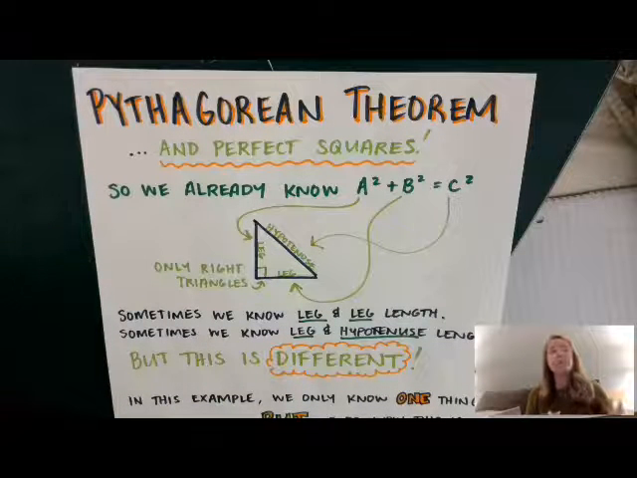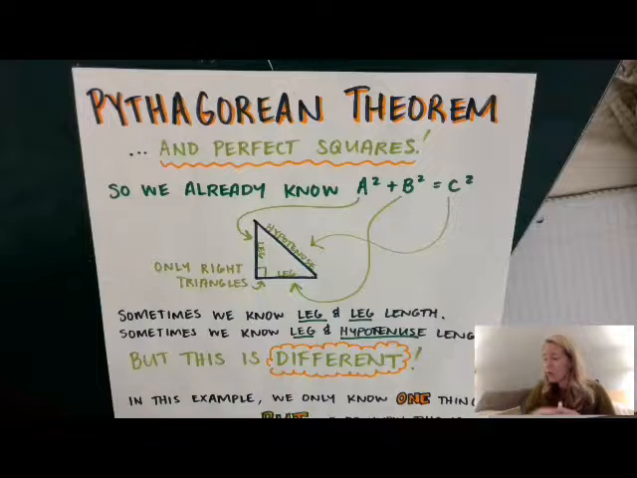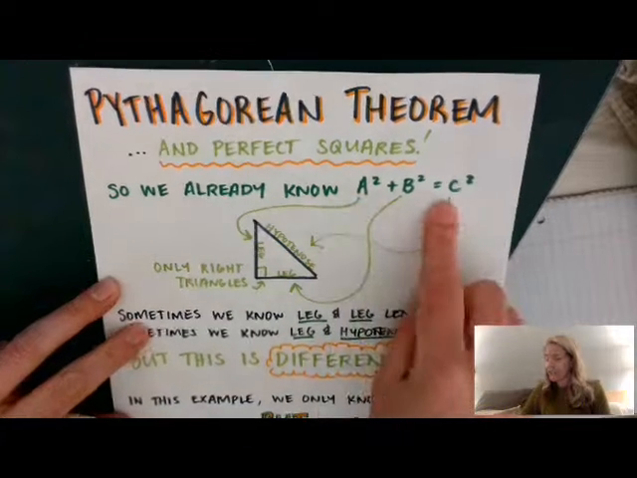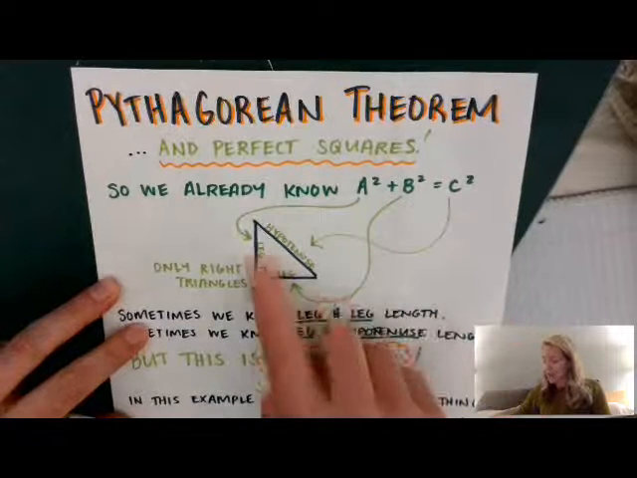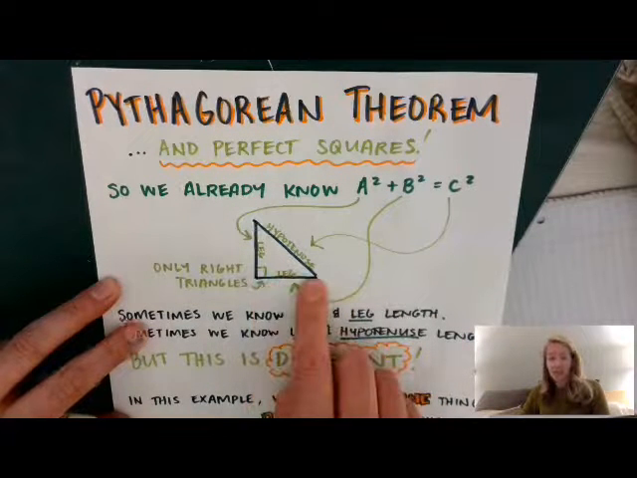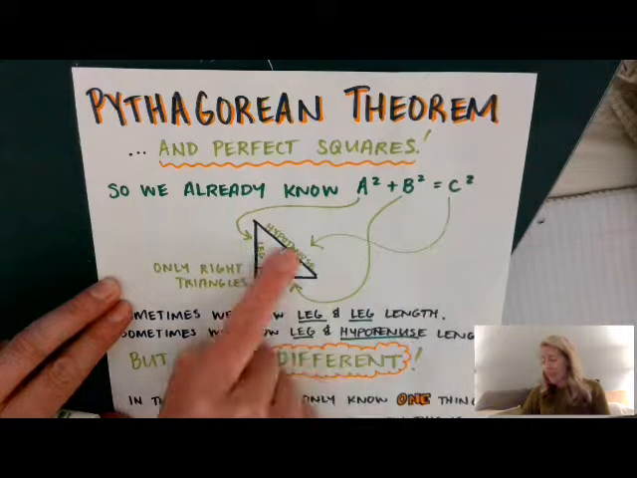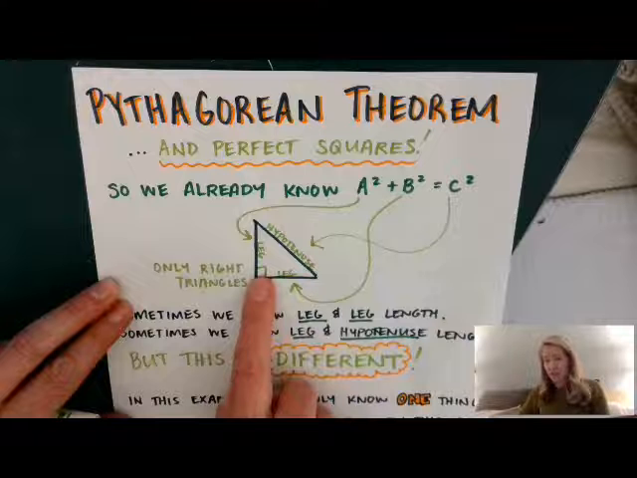Okay, so we've covered the Pythagorean theorem before, and we know that we can do a squared plus b squared equals c squared, where a and b are the legs of that perfect right triangle. Okay, it only applies to right triangles. And c is always going to be that side of the triangle opposite of our right angle.